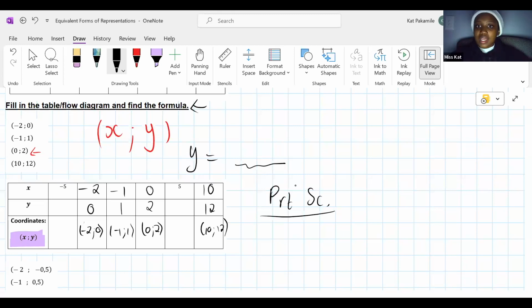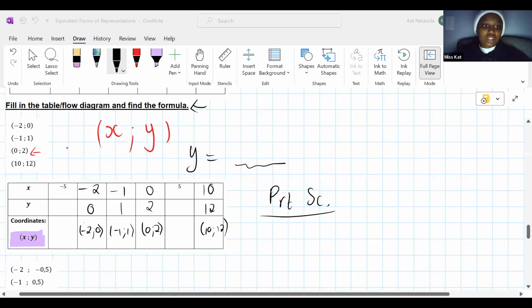Okay. Yes, we are. Guys, this is where we are starting in the next lesson. We will be doing this table and drawing the graph.